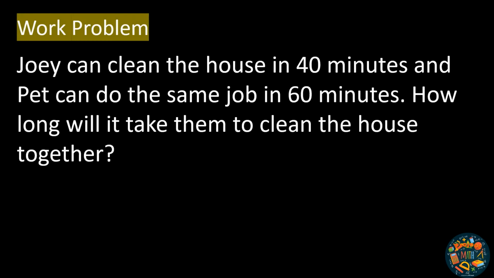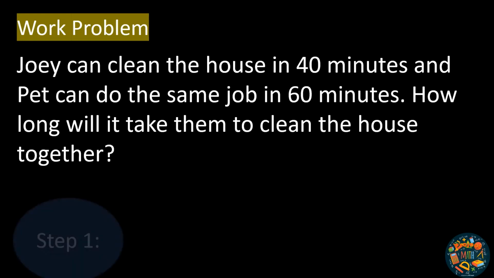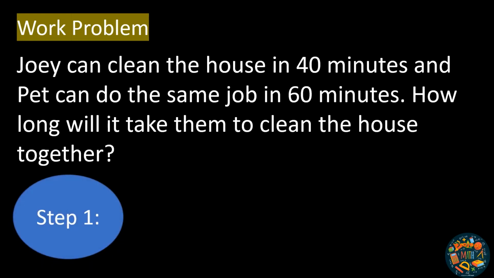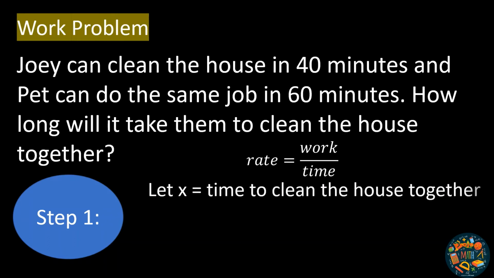Work problem. Joey can clean the house in 40 minutes, and Pet can do the same job in 60 minutes. How long will it take them to clean the house together? So let us now understand the problem. In the problem, we are talking about work. So we can use the formula rate is equal to work over time. We will now let x be the time to clean the house together.